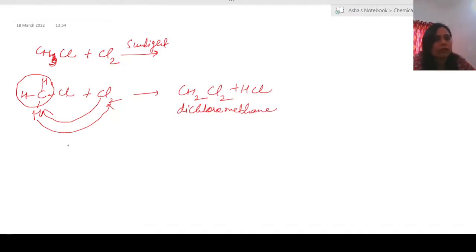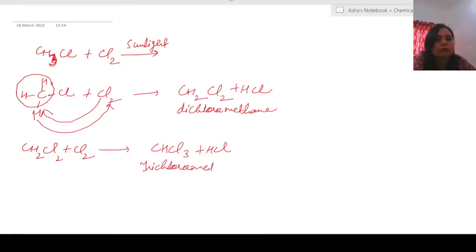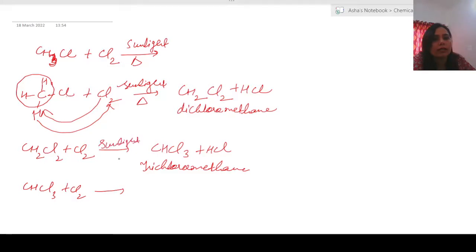Now if this one is again subjected to more Cl2, one more Cl will go here and kick one more H out, so we will have CHCl3 plus HCl. This is called trichloromethane. This trichloromethane, if it is further subjected to more Cl2 in presence of sunlight or high temperature heat, you will have to mention that everywhere. This is the symbol of heat I am drawing. The Kelvin will be the same here. Everywhere it is sunlight.